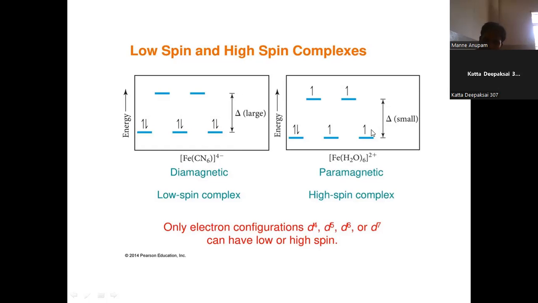Now here unpaired electrons are there, paramagnetic. Here unpaired electrons are not there. That's why this is diamagnetic in nature. This is Fe(CN)6, strong field. This is Fe(H2O)6. This is a weak field ligand. Strong field ligand, more energy, electrons are down. Weak field ligand, energy difference is less. That's why electrons are going up, and this is paramagnetic in nature. Let us go to the next slide.